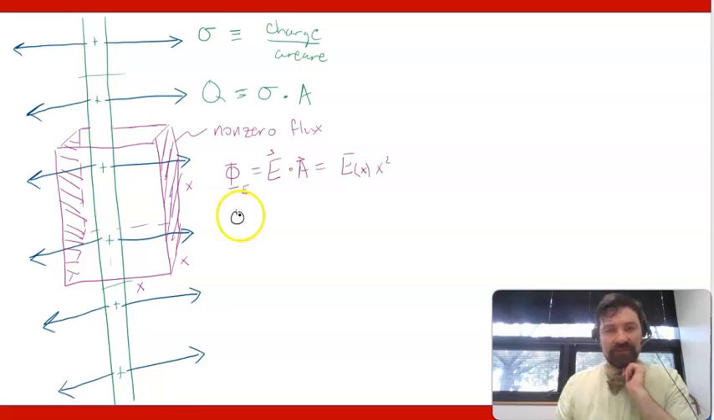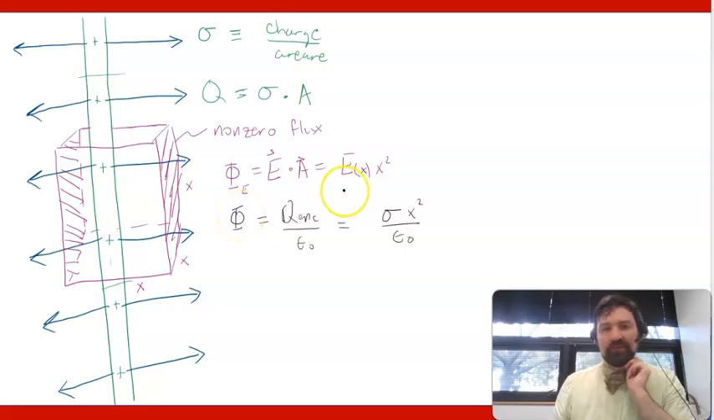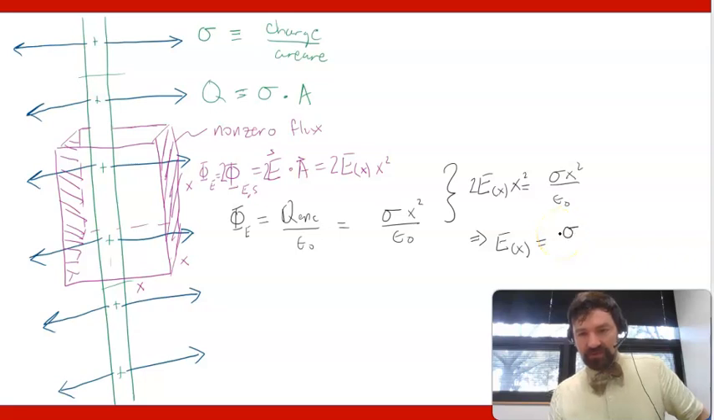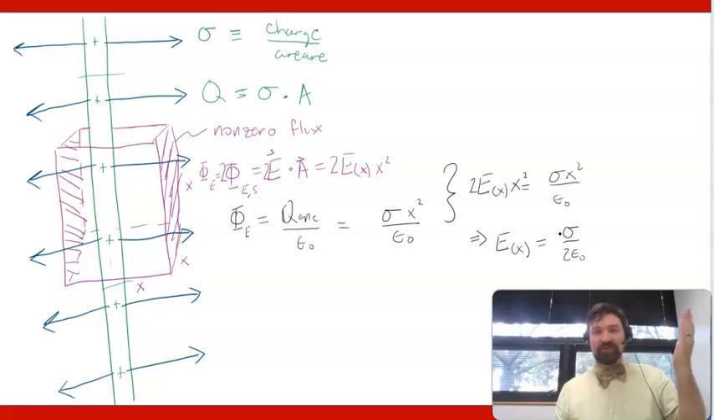At the same time, that flux by Gauss's law is Q enclosed over epsilon naught, which is sigma x squared over epsilon naught. So if we combine these equations, we get that E of x is sigma over 2 epsilon naught, where the factor of 2 comes from there being two sides. And that's it.